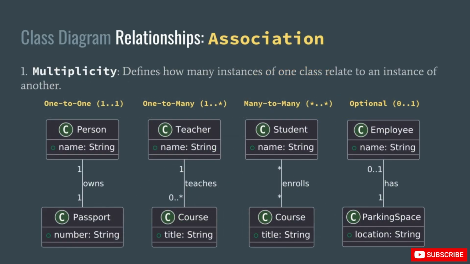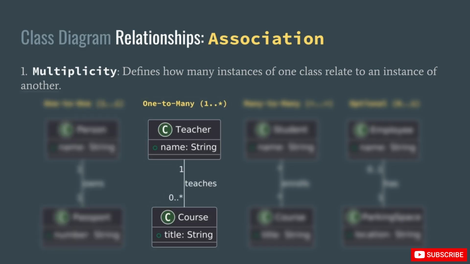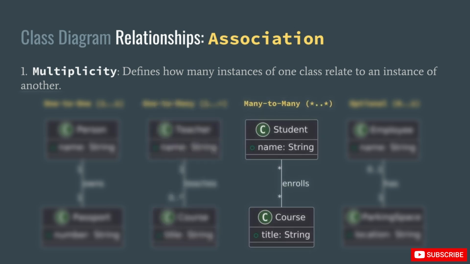Now let's talk about associations. Multiplicity is the term we use to describe how many instances of one class relate to another. One-to-one is pretty straightforward. One instance of a class connects to one instance of another class. One-to-many means one instance of a class is linked to multiple instances of another class. Many-to-many shows that many instances of one class relate to many instances of another class.